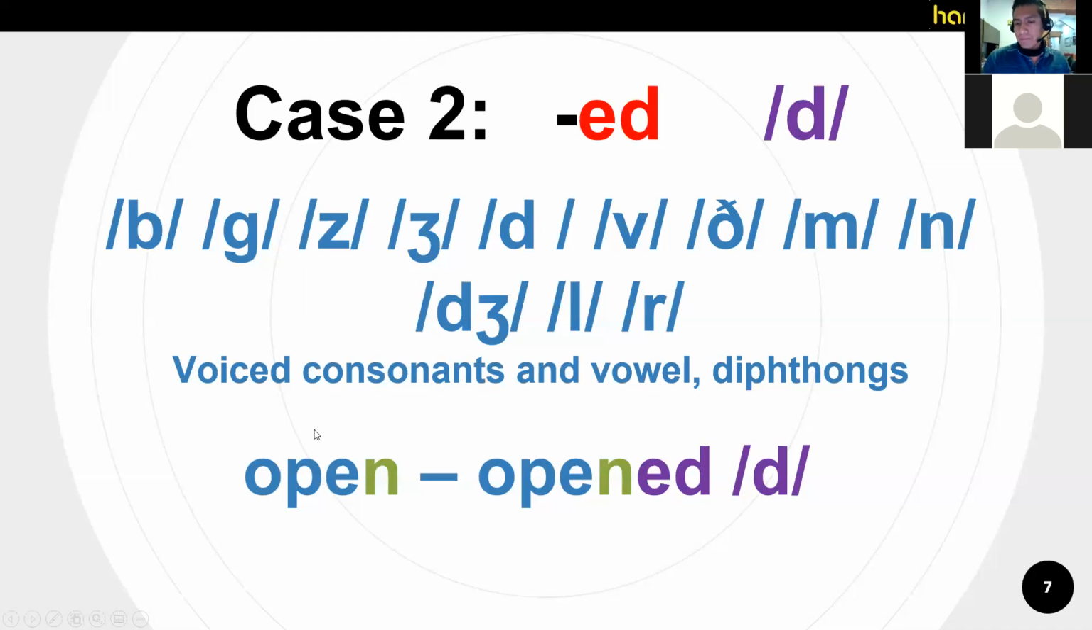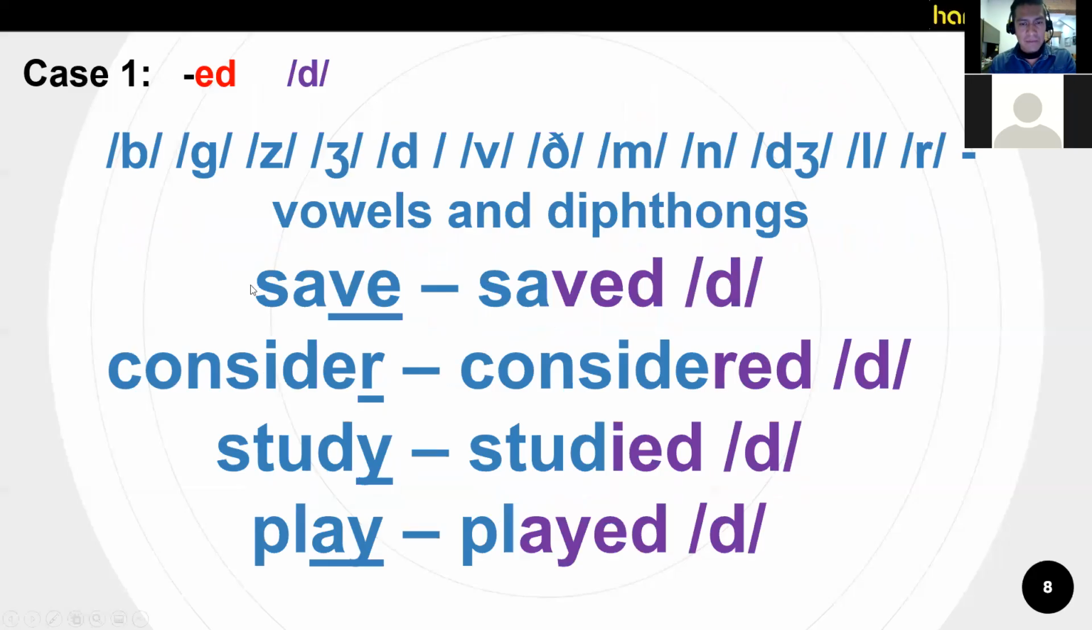For example, we have open. In here we have the sound N, and then we have opened. It is not like a T, it is similar to a T, but it's a little bit softer. Opened, okay? I have some more examples here.